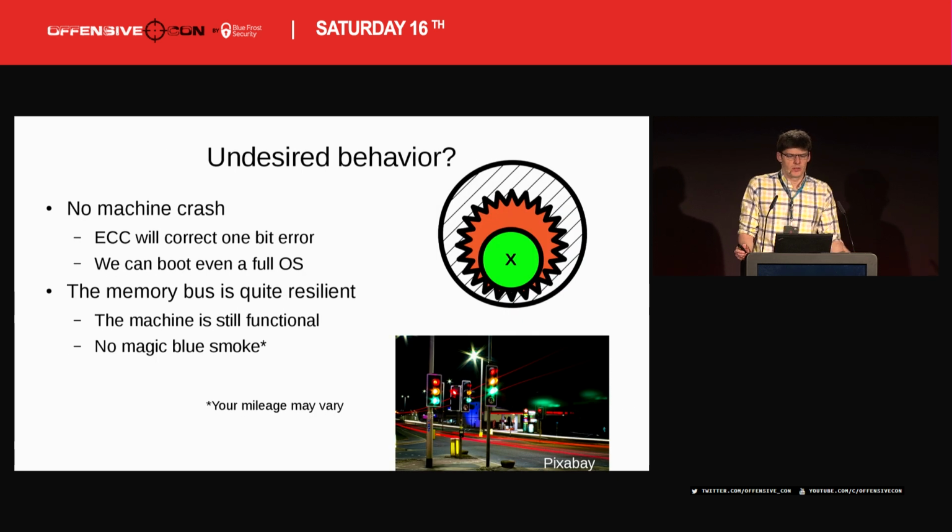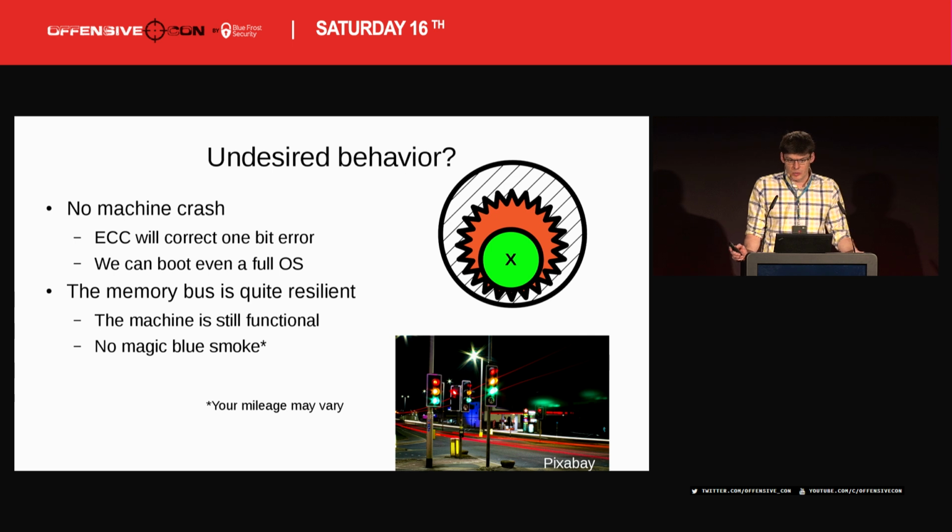Is there an undesired behavior? Well, we didn't get any machine crash. That was fine. And the thing is that ECC will correct just one bit error, so that's why you won't get a machine crash. And as I said, we can even boot Linux and write a nice user space program that does the same stuff like memory accessing.